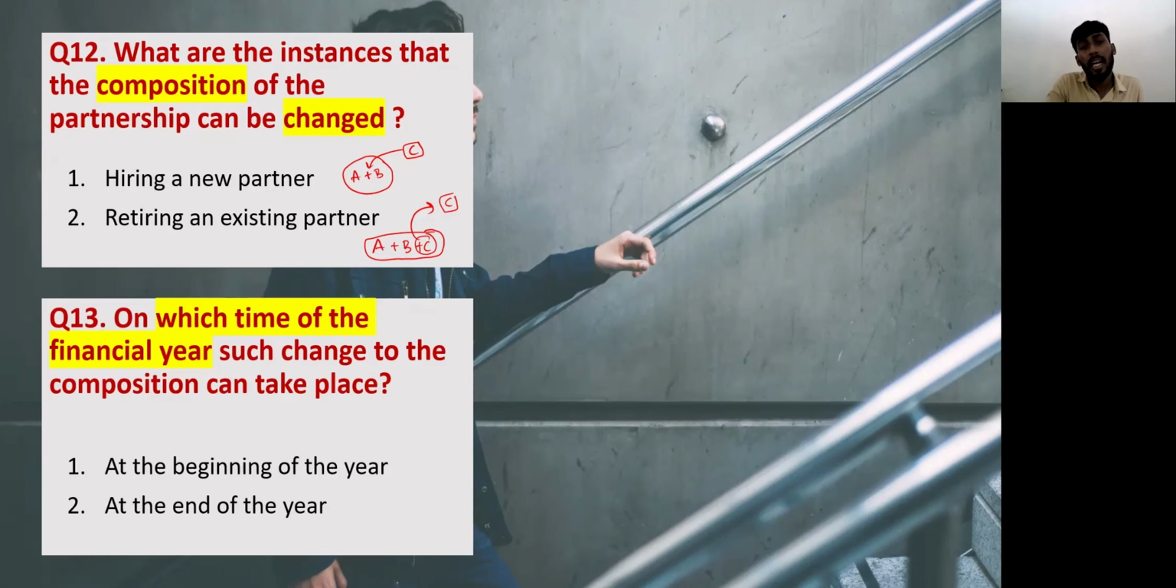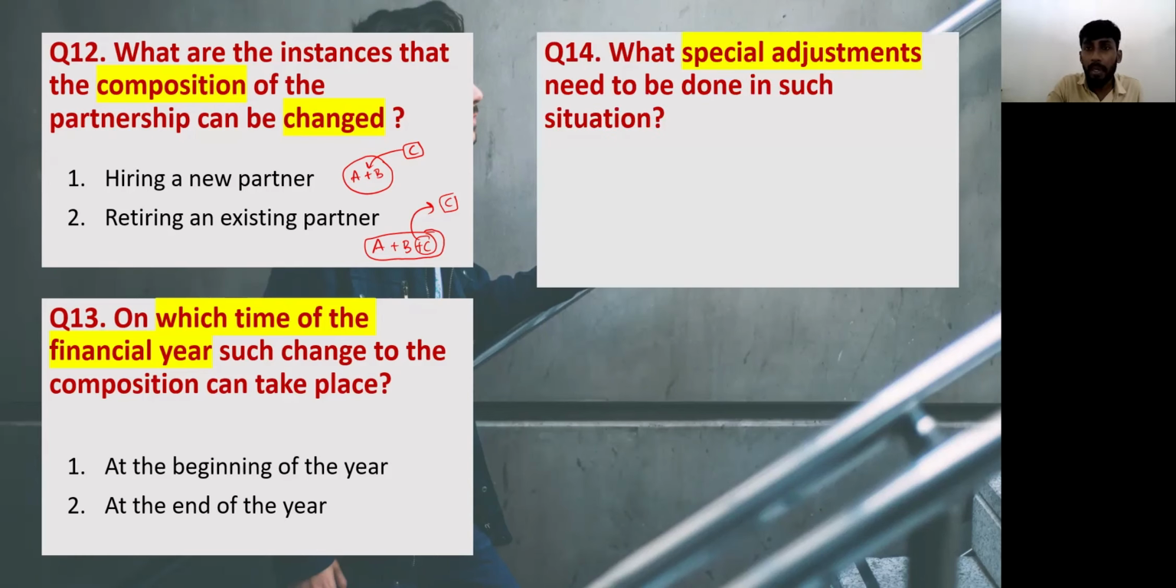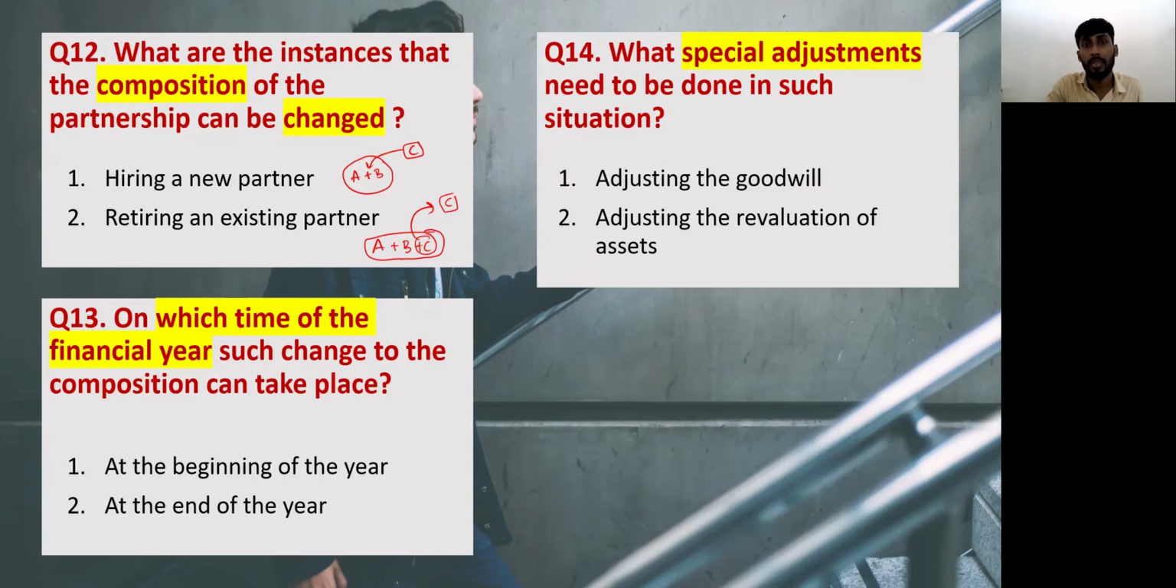Now, when such composition changes happen, what are the special adjustments that need to be done in such a situation? Okay, there are two main things we need to adjust. One is the goodwill, and the other one is the revaluation gains or losses for the assets. So here we will adjust revaluation gains and losses for the assets. Okay, assets and the goodwill.